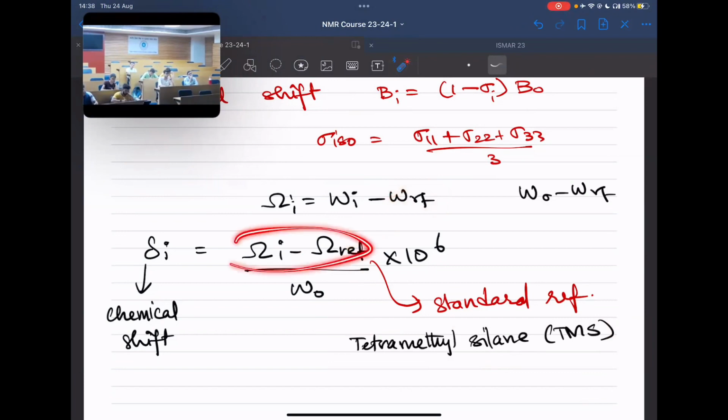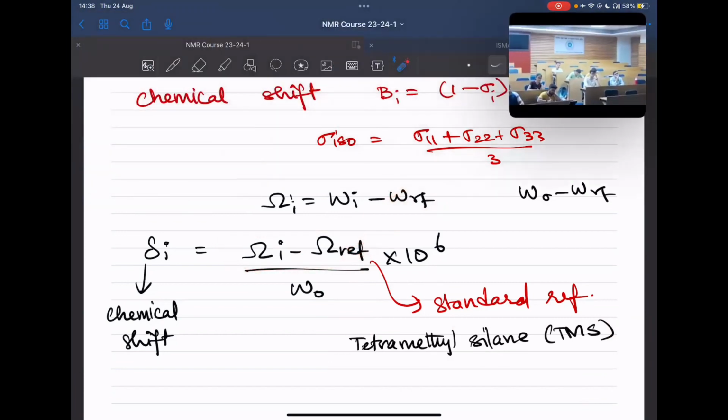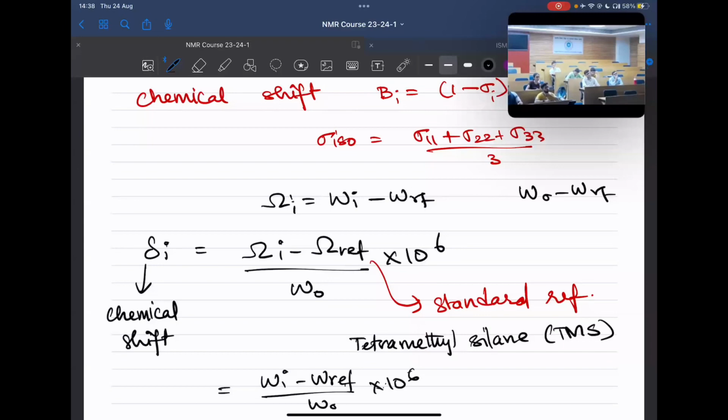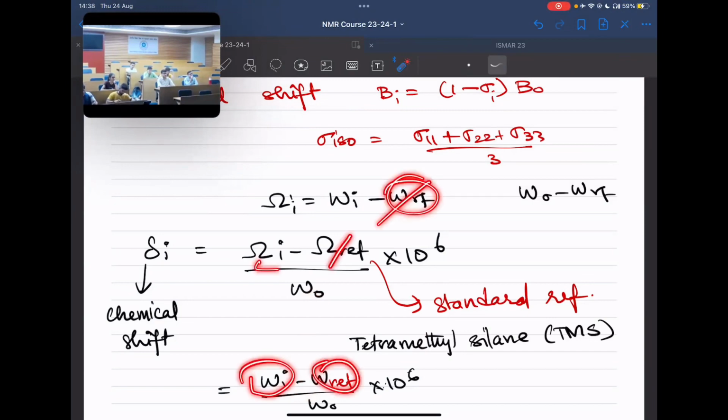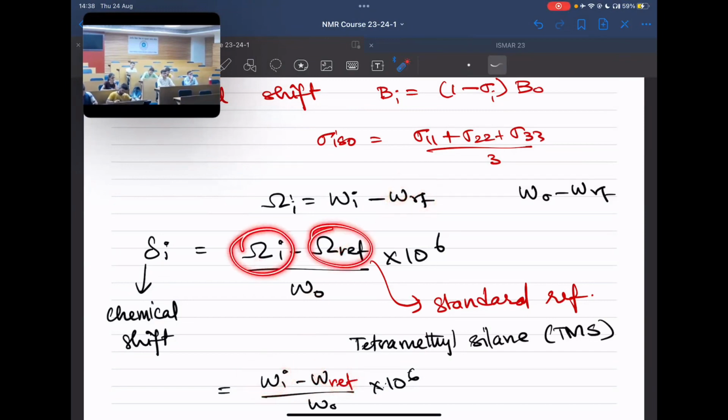In theory, you don't have to complicate it this much. You could have also written the same equation as omega i minus omega reference. I didn't write it this way because the omega RF and omega ref might confuse you. So please be careful, these two are different things. So this and that are one and the same because you're going to have omega RF in both of these, so that will get cancelled, and you have omega i minus omega ref divided by omega naught times 10 power 6.